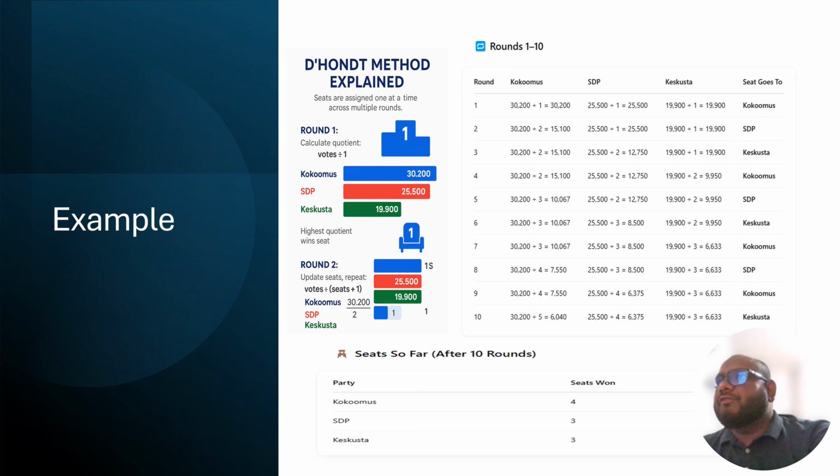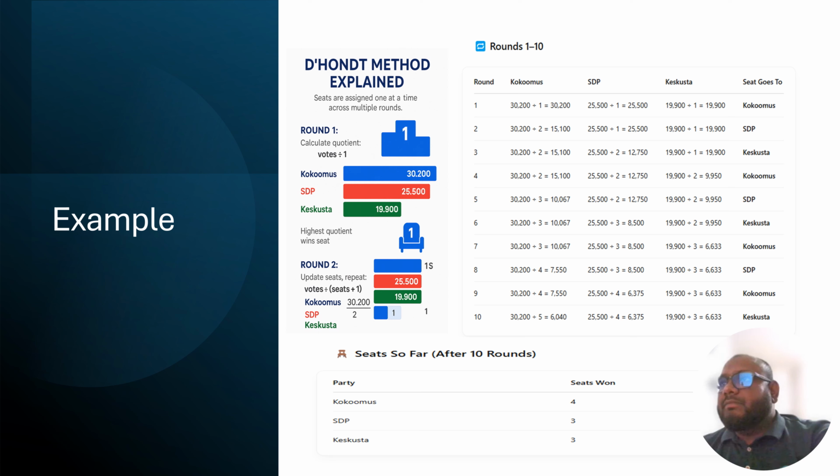In the fourth round, everybody owns 1 seat at least. And here we see everybody's total vote is divided by 2. So here Kokomos has more votes compared to SDP and Keskusta. So in the fourth round, Kokomos wins. In the fifth round, you see Kokomos has already 2 seats, plus 1, so here 3. So 30,200 divided by 3 comes to 10,067 votes.